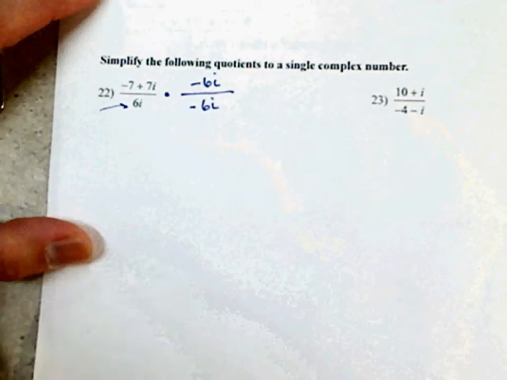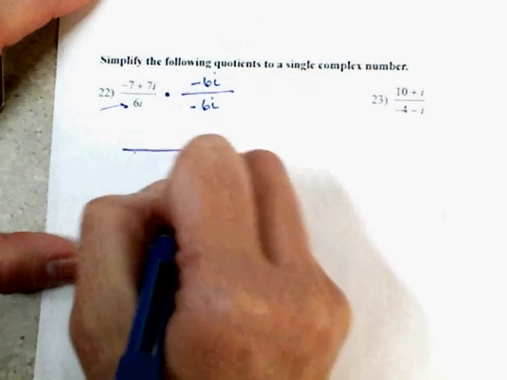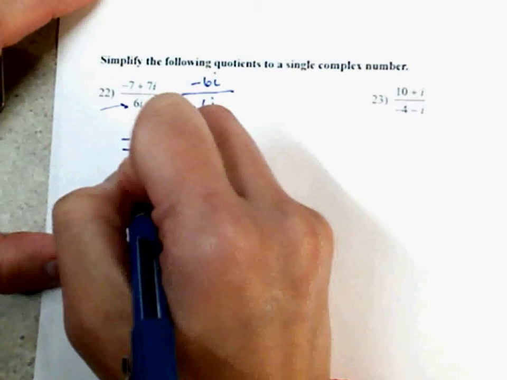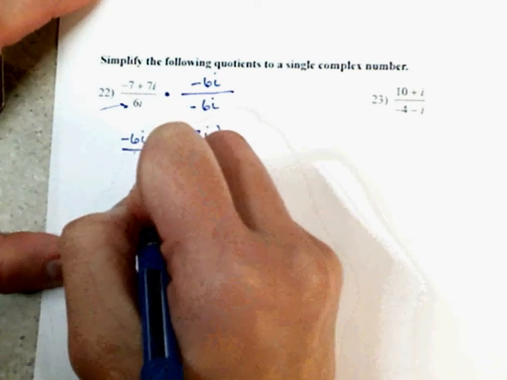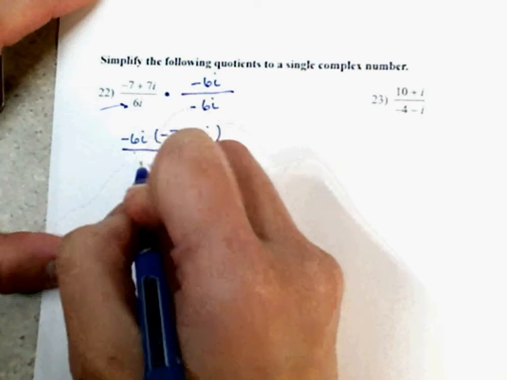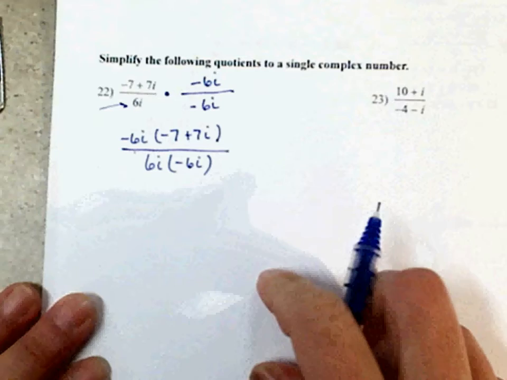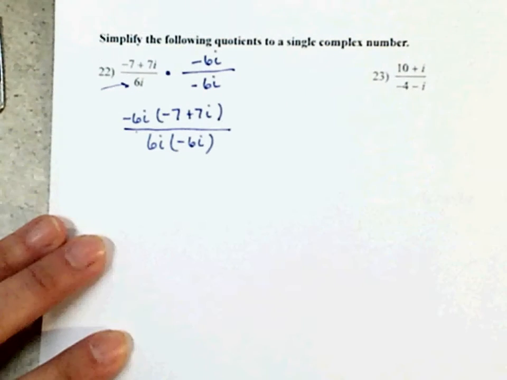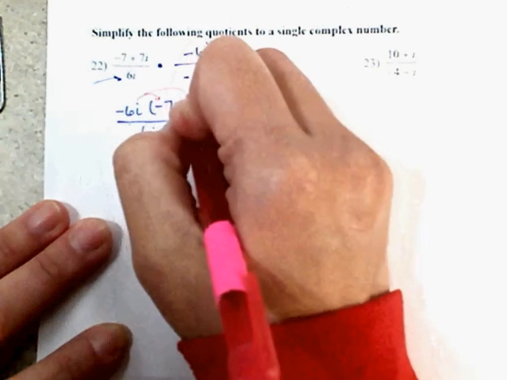Okay? Now I'm going to rewrite this so I can see it a little bit better. I'm going to write negative 6i, then negative 7 plus 7i. And then you got 6i times negative 6i. Just so you guys can see where I'm getting all that from. Next part, distribute. Okay? So here's your line.